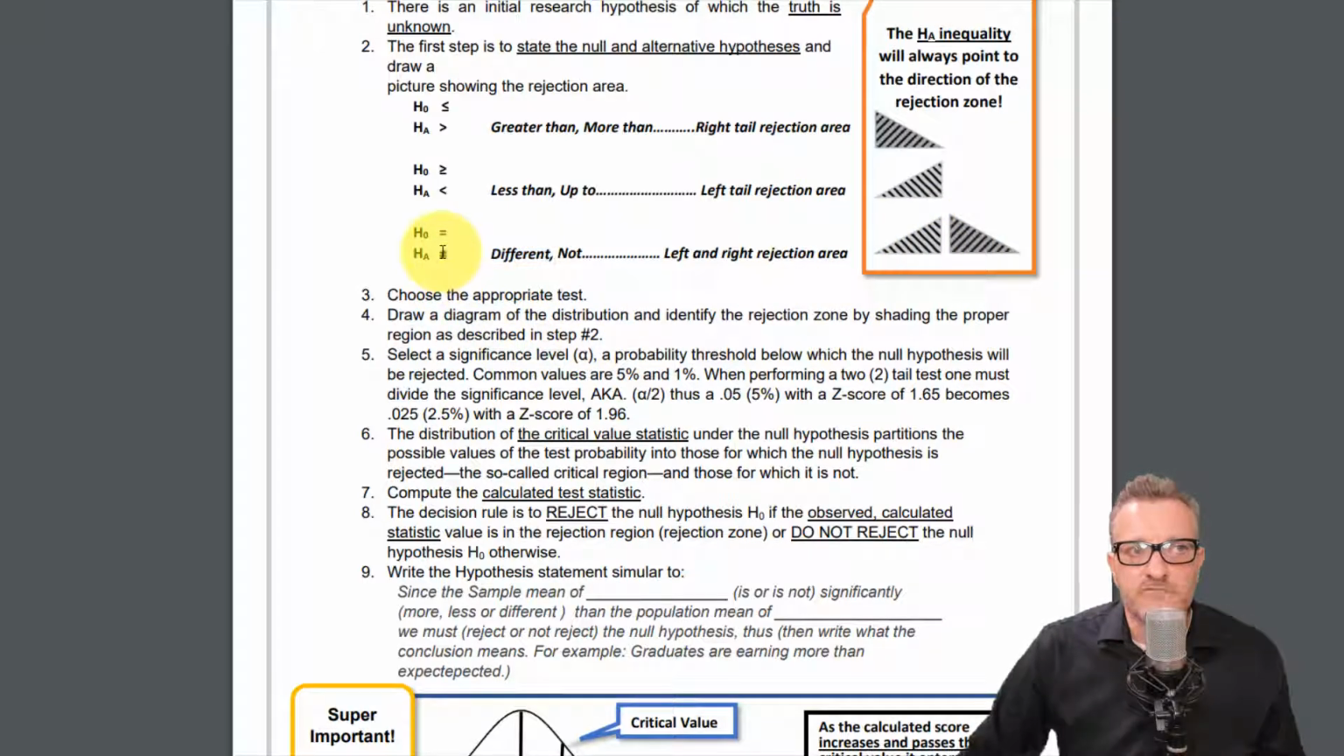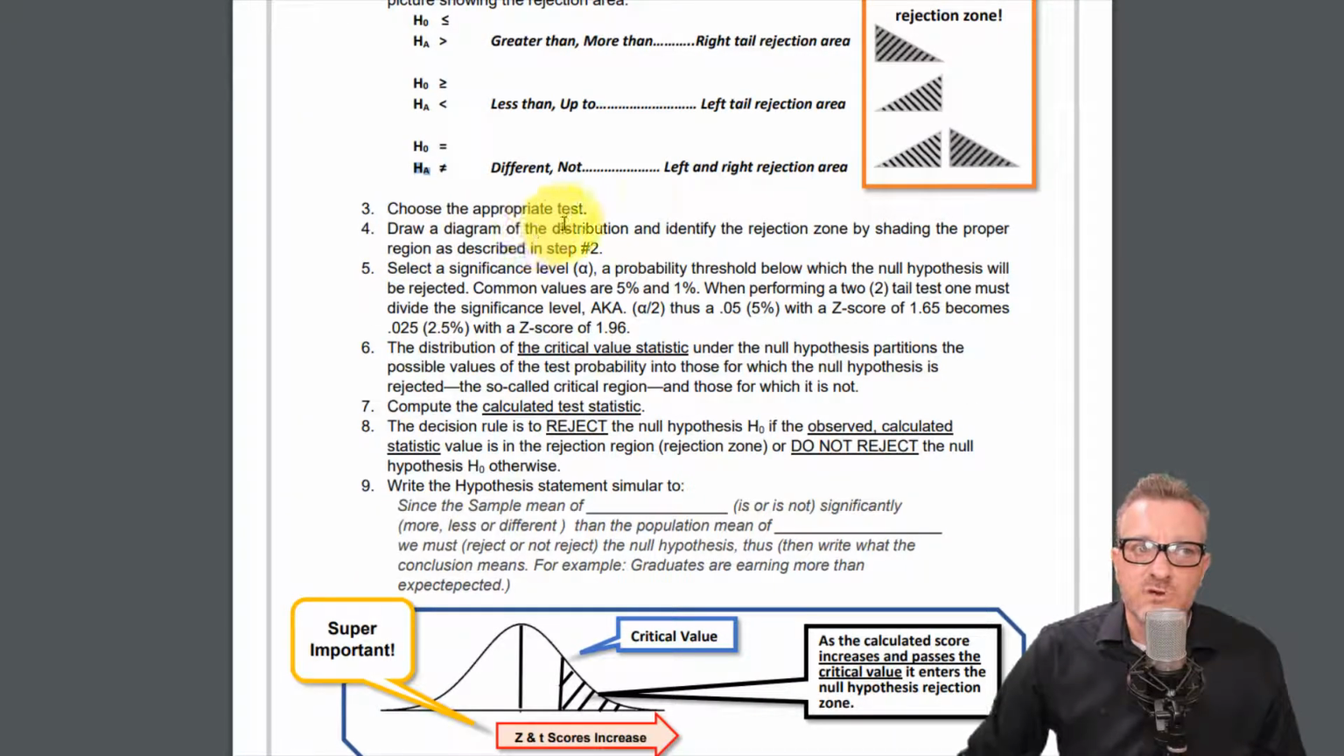Now, here's one other thing. The alternative hypothesis in this case is a not equal to, and that's what we're checking for. So one thing to point out here is that the alternative hypothesis never has the equal sign. It's either not equal or it's an inequality, but there should not be an equal sign in the alternative hypothesis ever. Okay, so we choose the appropriate test.